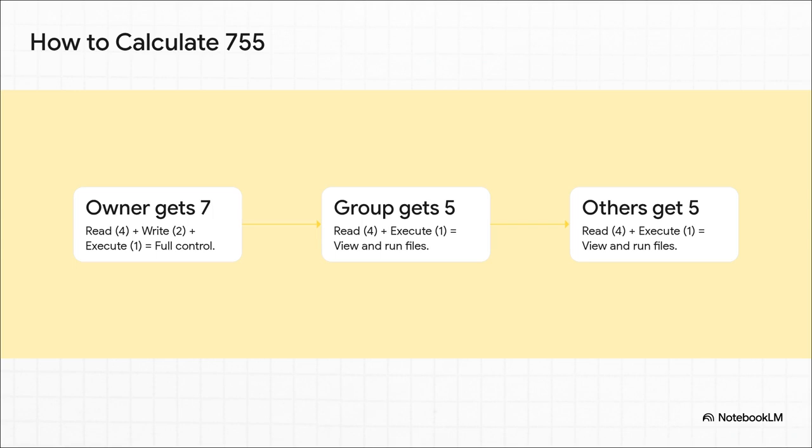Let's do it together. That first number, the 7, that's for the owner. We just saw that 7 means read, write, and execute, full control. The next 2 numbers are both 5, and that's for the group and for everyone else. And since 5 is just 4 plus 1, that gives them both read and execute permissions, but, and this is key, not write permission. This is a classic setup you'll see all the time for websites and shared apps.